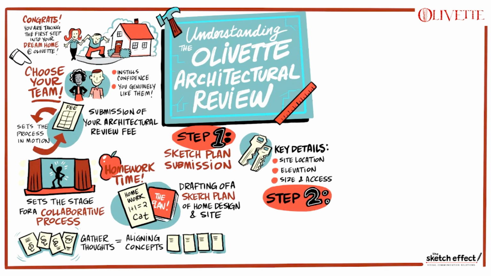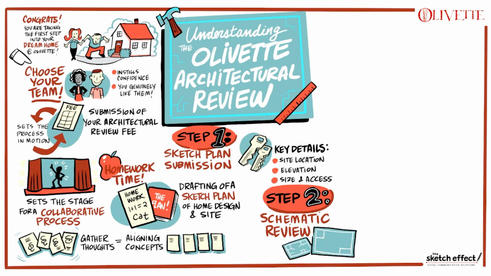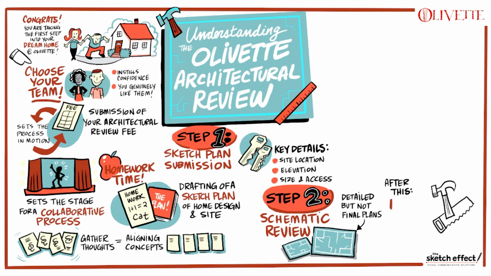Continuing on, we get to Step 2, the schematic review. At this stage, we will all be on the same page, and your home design is well underway. We are looking for a more detailed submission, but not a final set of plans. Specifically, we are looking for scaled plans of all of the items listed in the Olivette Architectural Review Guidelines, submitted both digitally, PDF, and in printed, scaled form. Upon the receipt of the required elements, we will schedule a review meeting with your team to discuss the plans and adjust where needed.